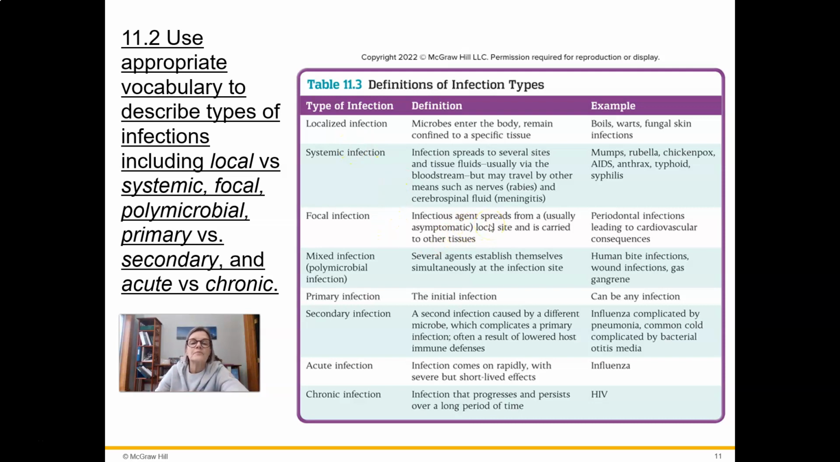Focal infection: when the infectious agent spreads from a local site and is carried to other tissues. I like the example they give of a focal infection, because we know that when people get gum disease and have an infection in their gums, those microbes, remember a lot of microbes grow in biofilms, can fall off or dislodge from that biofilm, get into your bloodstream, and then spread to other parts of the body. A lot of times we're concerned about people that have damaged hearts getting infections from their gum disease. So a focal infection is an infection that results from a local site spreading to other parts of the body.